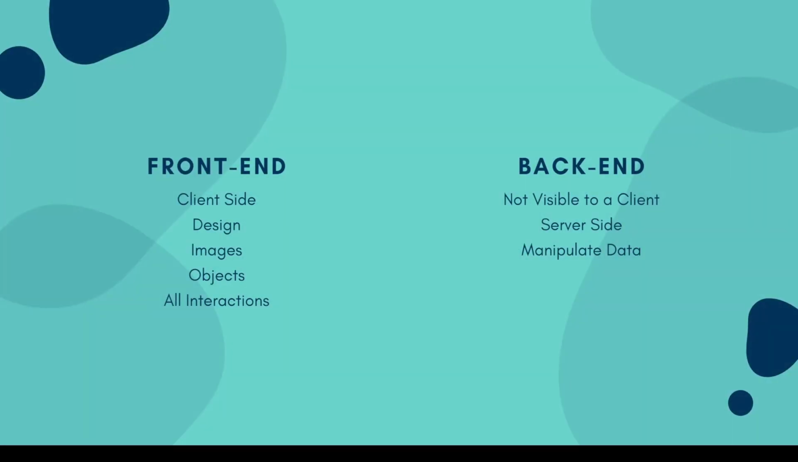So front-end side, also known as client side, is visible to a client. Usually there will be a design, images that you will see, all the objects that you will see like buttons, forms, input fields, etc. And all the interactions with the web app or website. So for example, you will click some button, it will open up a modal or some kind of pop-up. That will be the front-end side.